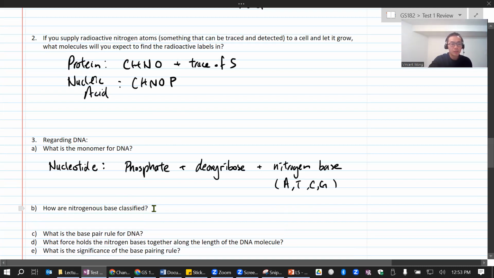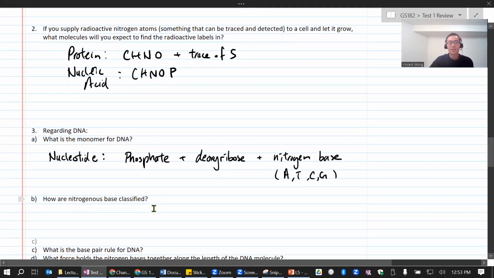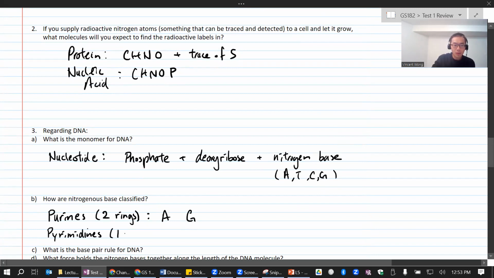How are the nitrogenous bases classified? So how do we group them together? We basically have 2 groups. The purines, which have 2 rings, and those include A and G. And we have the pyrimidines, which have only 1 ring in their structure, and that would be the T and the C.